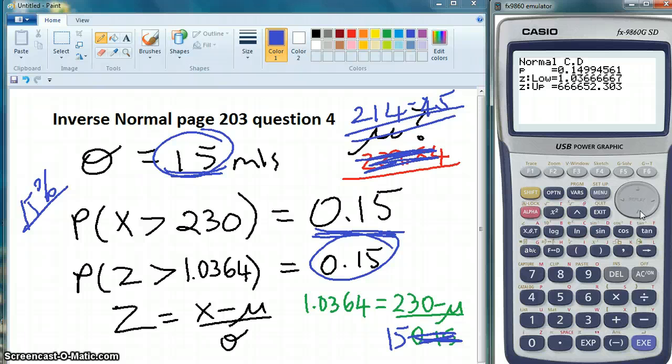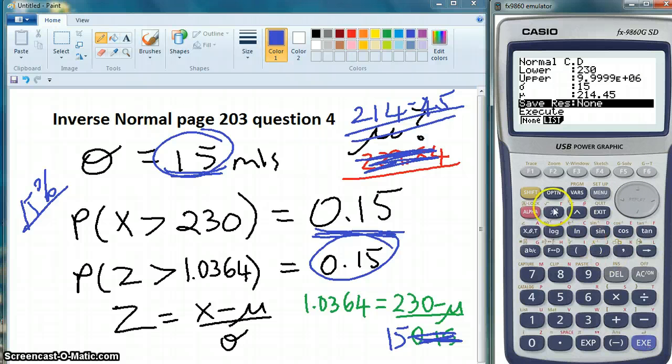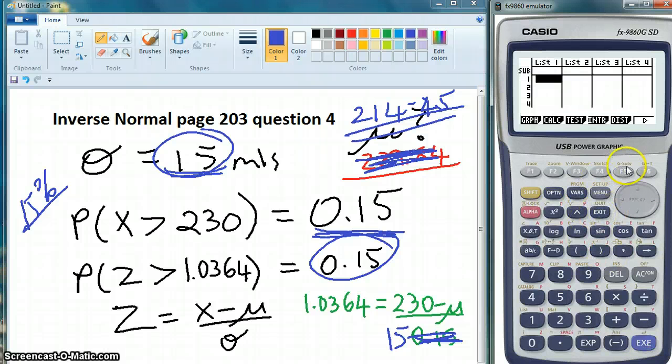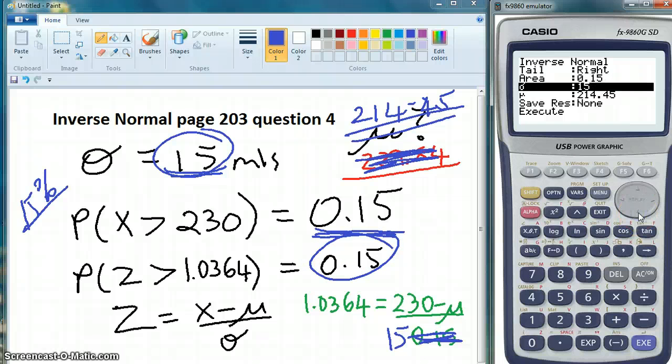Okay, because if you go into inverse normal. Okay, if I'm going menu, stats, exit, distribution, normal, inverse normal, yep. And if you have it as 1, 5. No, the area is 15%, it's 0.15, okay, and then the standard deviation is 15. So the mistake I made here was that I put the area here instead of the standard deviation.